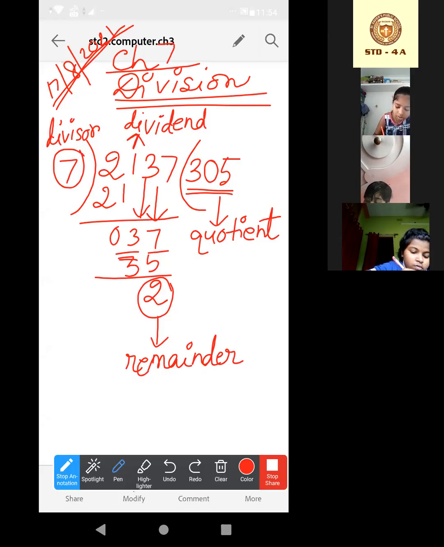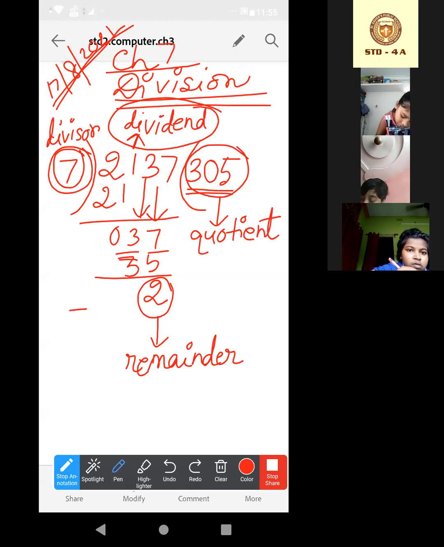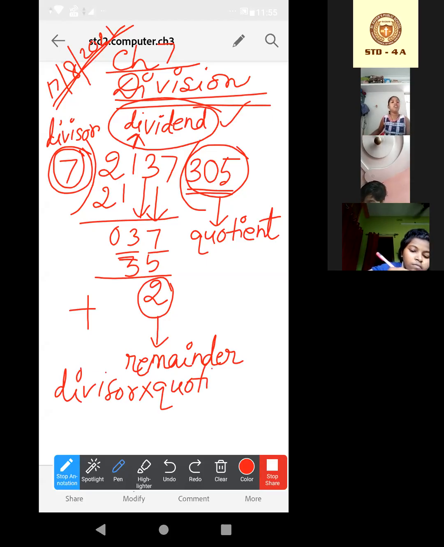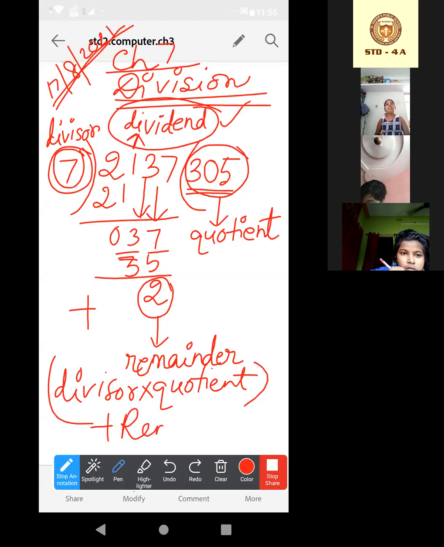Now look, there is one rule. What is that rule? Basically, how to get the dividend. Look, if we multiply this quotient with this divisor, then after that, if we are adding this remainder, then we'll get this dividend. What I told, if we find the product of the divisor and quotient, after that, if we are adding this remainder, then we'll get the dividend. Again, I am showing it.